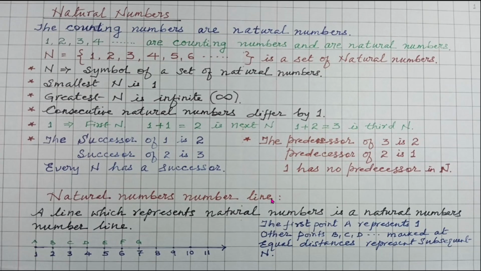Now the natural numbers can be represented on a number line. First of all, what is a number line? A number line means a line which represents numbers. But a line which represents natural numbers is a natural numbers number line. How do we draw a natural numbers number line? First draw a line, and the point A on the line represents 1, the point B represents 2, C represents 3, D represents 4, and so on. So this is a natural numbers number line. But make it a point that all these numbers which are represented on the number line are represented at equal distances from each other.